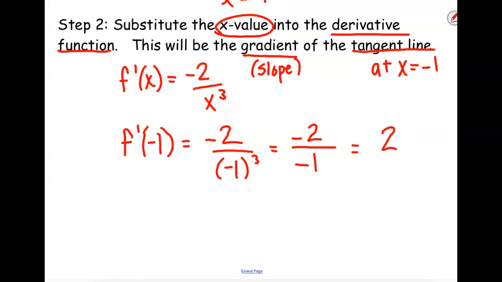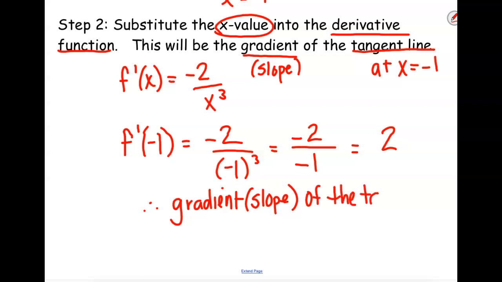What did we just find? We found the gradient or the slope. IB uses the word gradient. The gradient or the slope of the tangent line at x equals -1 is 2.